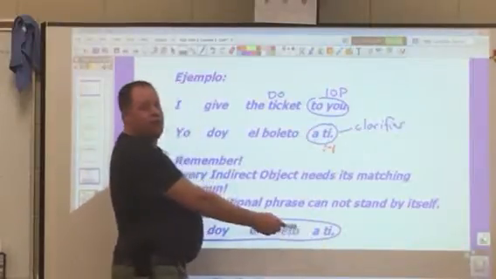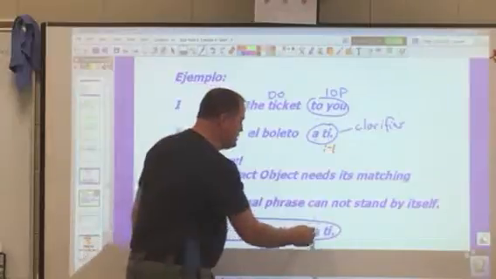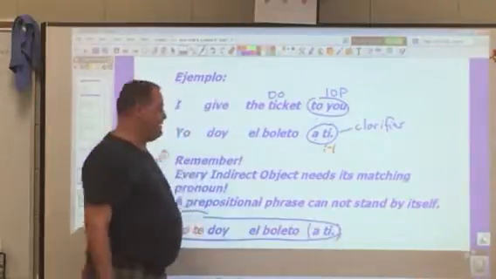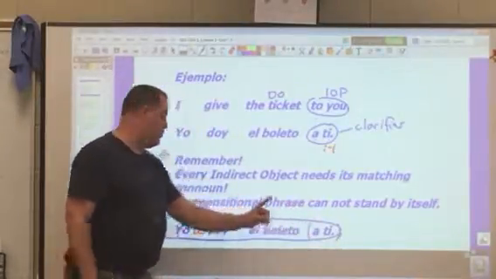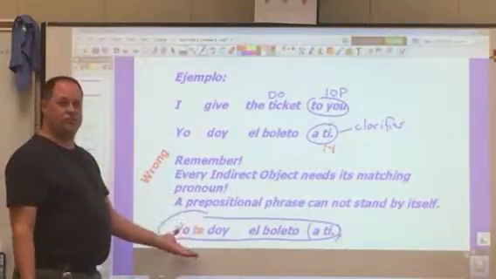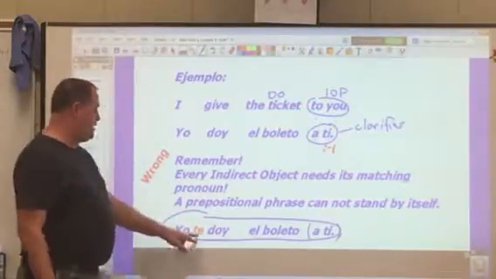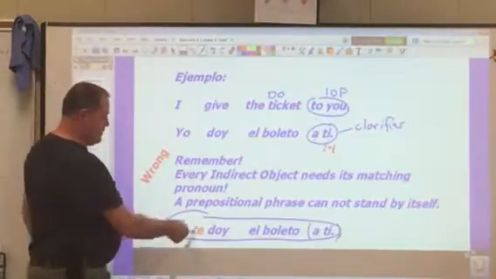Now, remember I told you about this being a clarifier? Well, this works the same way like we did with gustar. The a ti is kind of optional. We don't really have to have it. But what we have to have is this te, right? It's like with gustar and the me gusta, you got to have the me, but that's a different verb. It's not quite the same. But we need to have the te in front of this.